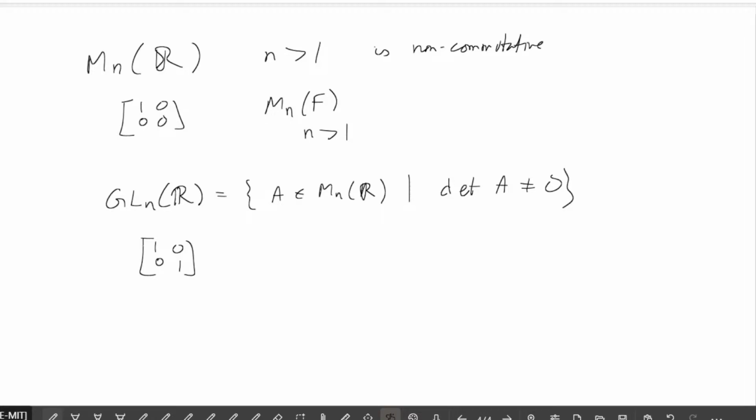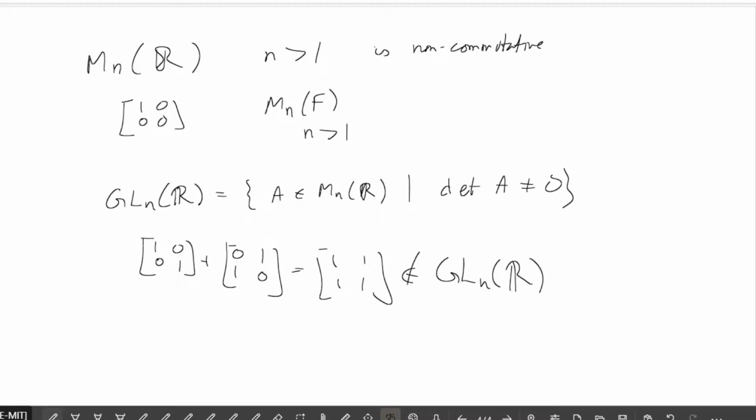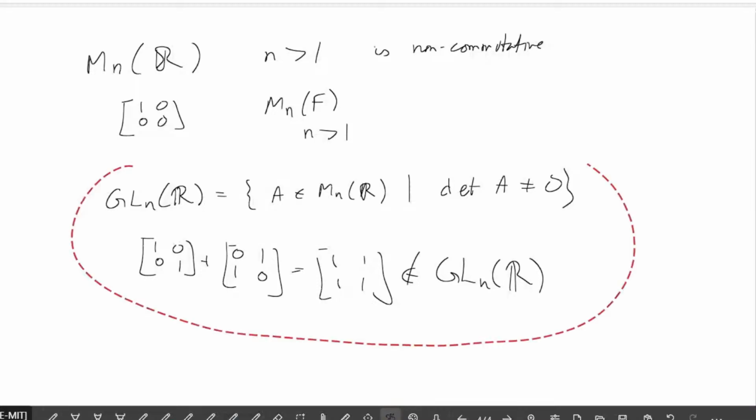For example, the identity matrix 1 0 0 1 is invertible, so it is there. 0 1 1 0 is self-inverse, its square is identity, so it is invertible, so it's there. But what is the sum? The all-ones matrix, which is not invertible. So what is GLn of R? It's a group, the general linear group. It's given in the notes, but I didn't discuss it in the text. Under matrix multiplication this forms a group, but not a ring.